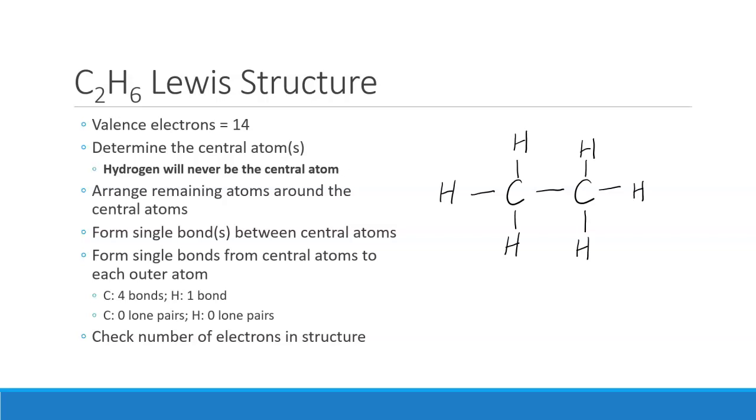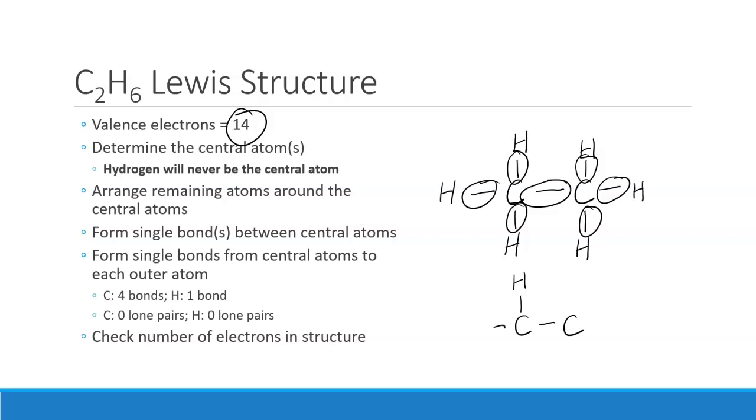Okay, if we check the total number of valence electrons that we've used, it's 2, 4, 6, 8, 10, 12, and then 14 for the 2 in the middle. So we've used up all 14 valence electrons. Remember that hydrogens and carbons both should have 0 lone pairs. And so our final structure has the 2 carbons bonded together and 3 hydrogens connected to each carbon.